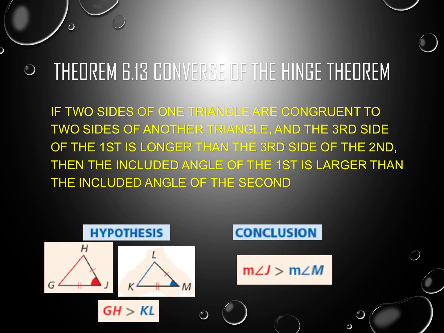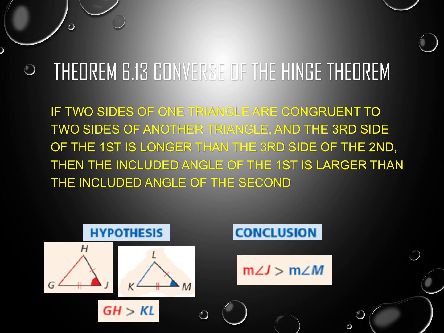So the converse of the hinge theorem, if two sides of one triangle are congruent to two sides of another triangle, and the third side of the first is longer than the third side of the second, then the included angle of the first is larger than the included angle of the second. So now they'll give you the side lengths, and then you find the bigger side, and then the bigger angle will be across from that bigger side. So in this particular picture, if they tell you that GH is the bigger side, then I know that angle J is going to be bigger than angle M.